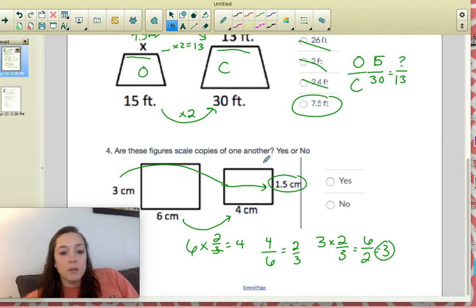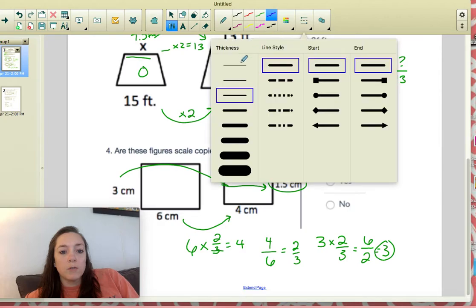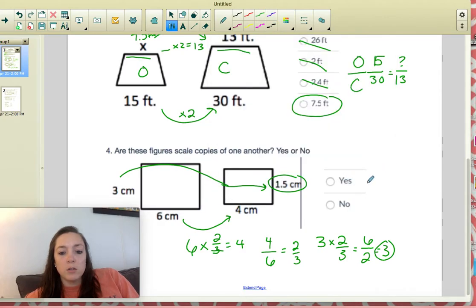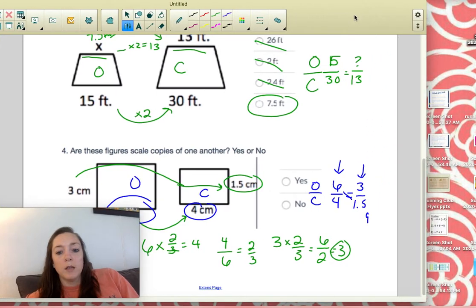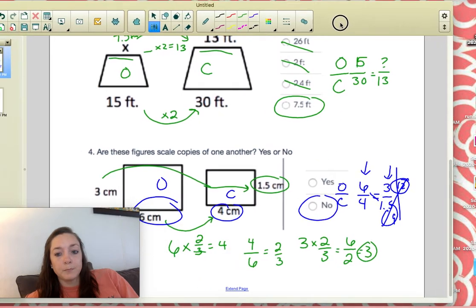Okay. Another way that you could do this one, let me use a different color just to not confuse you. You could say original over the copy again. So we're going to say this is the original, this is the copy. We're going to say 6 over 4 and 3 over 1.5. Same corresponding parts go together in a ratio, okay? So 6 times 1.5 is 9, and 4 times 3 is 12. These are not the same number, so they are not scaled copies. Okay, so that would be a no there.